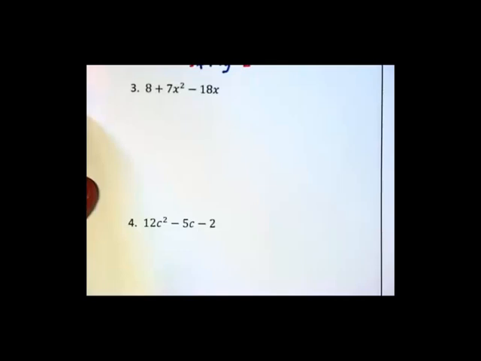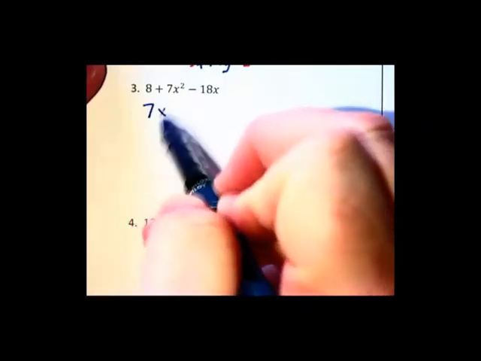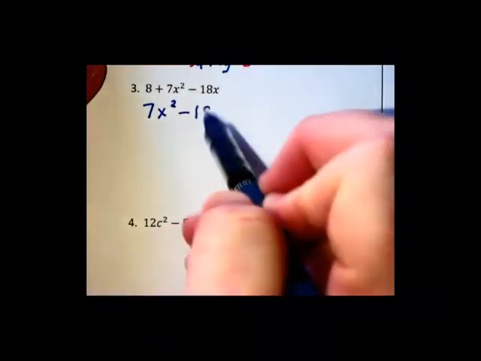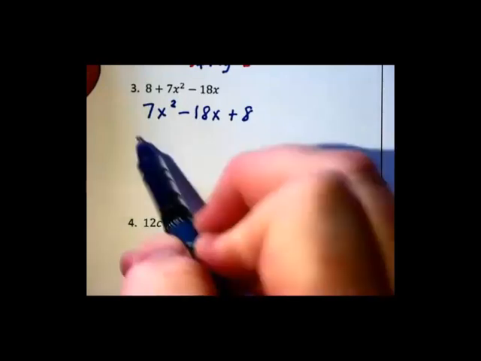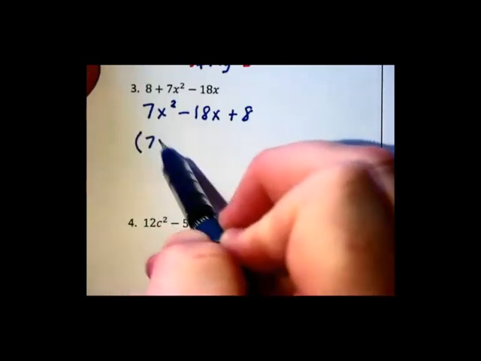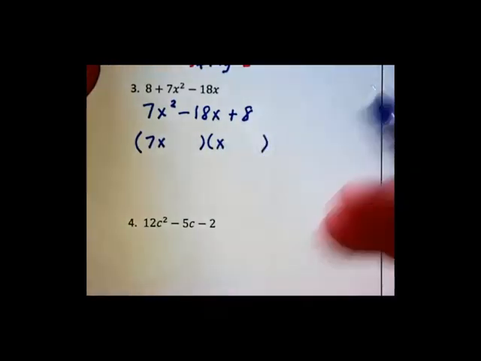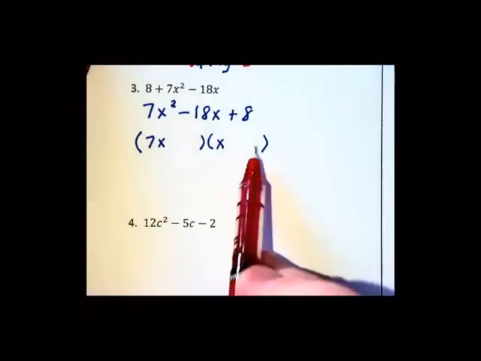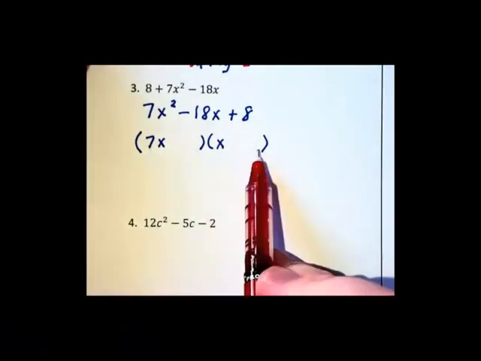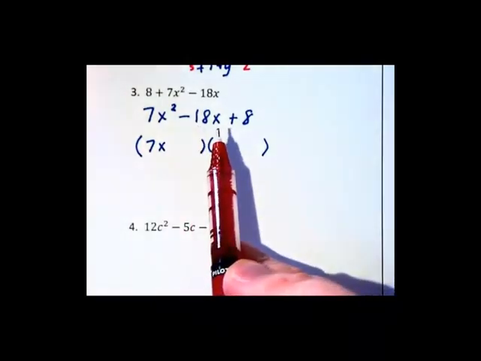Number 3 just appears out of order. It's not in descending order. So I'm going to rearrange it, write the 7x squared first, followed by the minus 18x, followed by the positive 8. And again, I've got a nice 7 out front. We like prime numbers. 7x times 1x is the way to start this. Now as far as that 8 goes, I don't want 1 times 8. 8 times that 7 on the outer edges would be 56. That's nowhere near that 18.